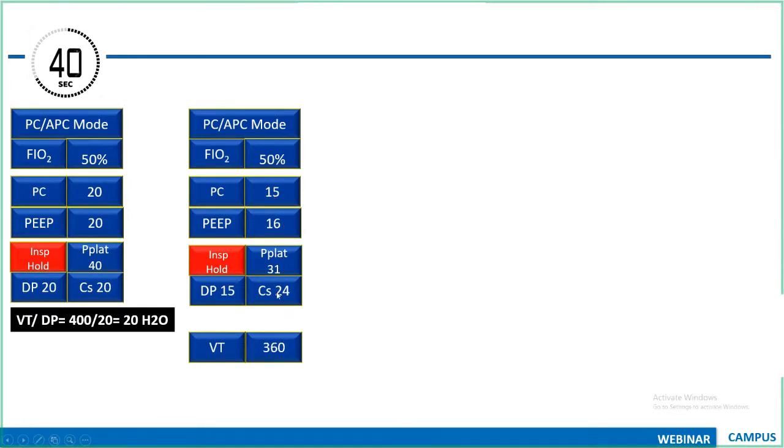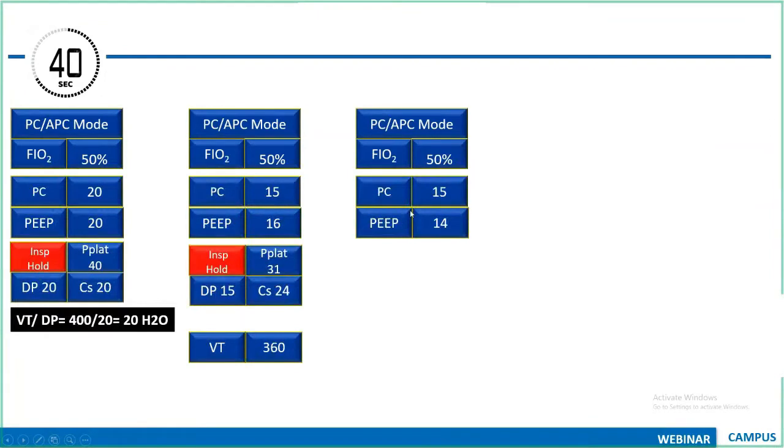Now I am getting a compliance of 24. Still, I don't know whether this is the optimal setting, because sometimes this PEEP may not be required. So I will again reduce the PEEP by 2. So now in the same pressure control, same FiO2, I have reduced from 16 to 14. So now again with the inspiratory hold, you see what is happening to the compliance. Now the compliance is again slightly improving.